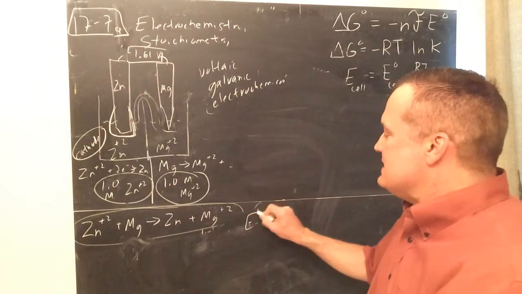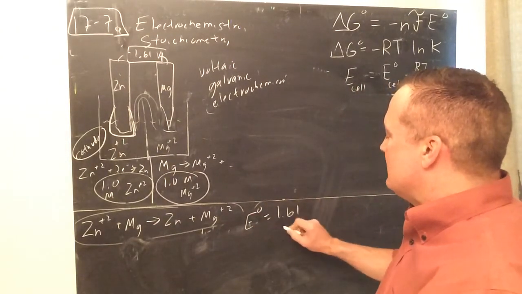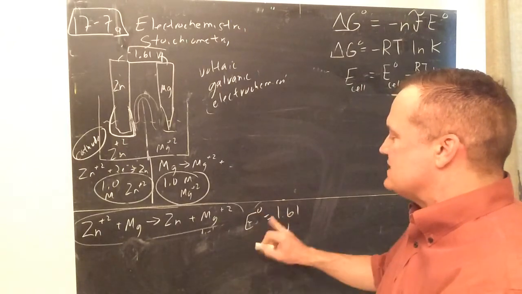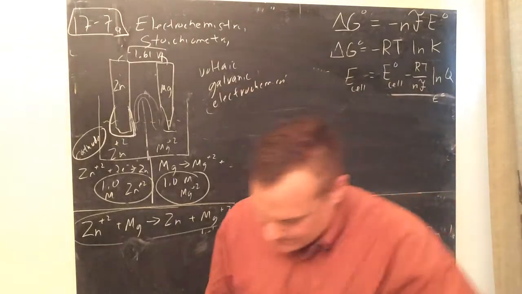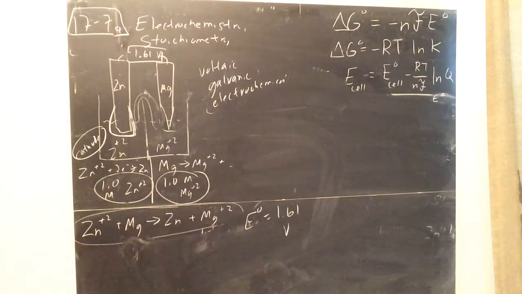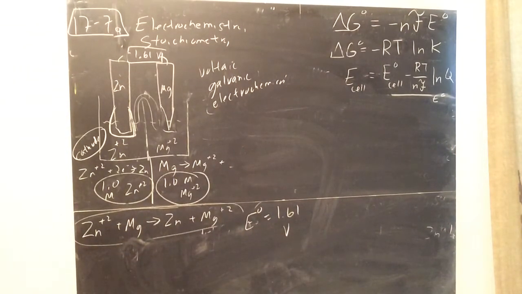The one where E is 1.61 is a positive value, 1.61. Remember, the positive equation stays just as it is written, and the negative one is the one you're going to have to flip.